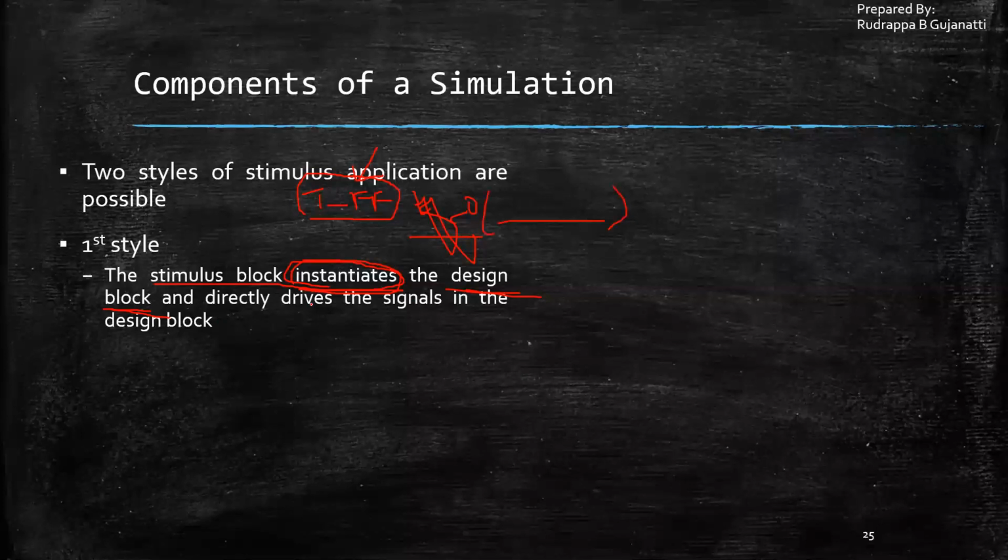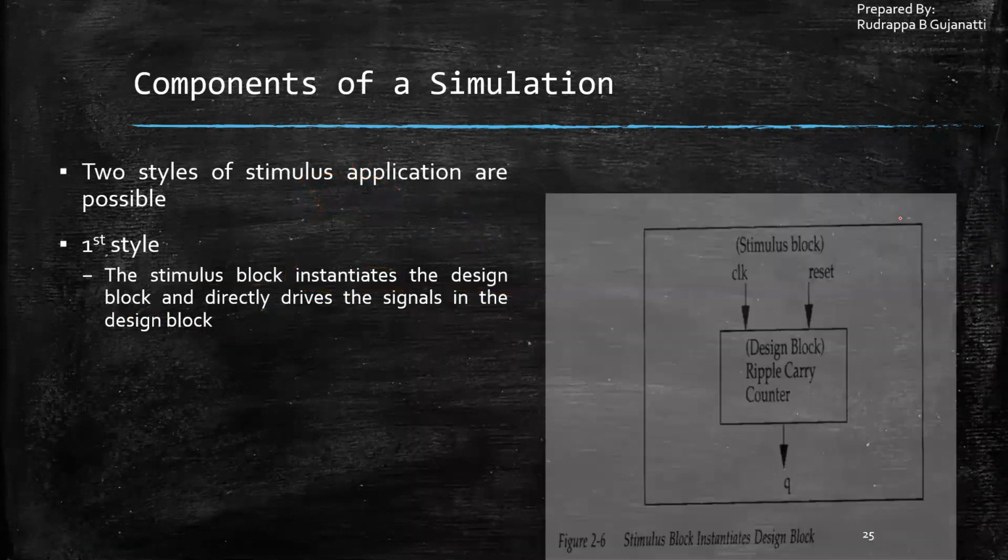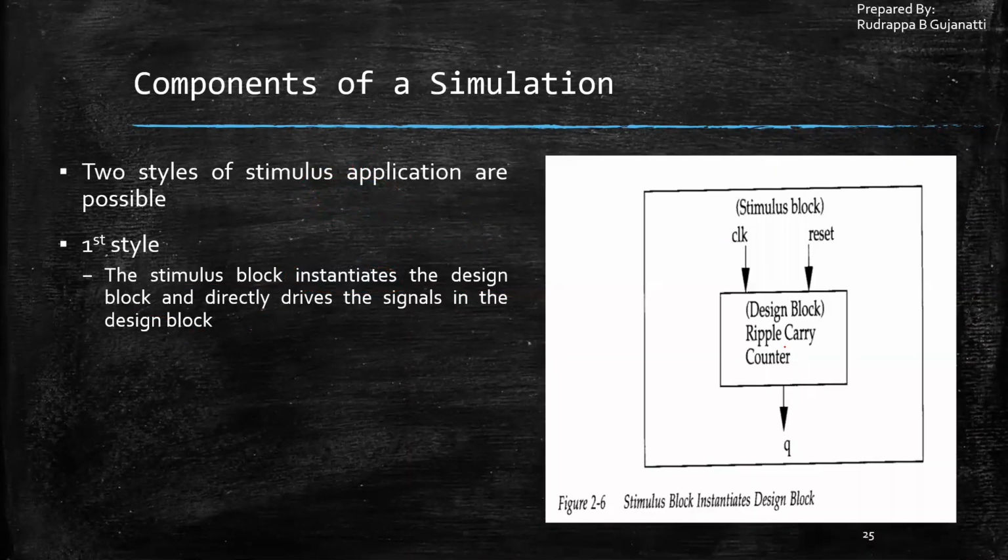So in this one, what happens is the stimulus block directly drives the signal which is given to the design block. So here we are creating instances. That is nothing but creating objects related to the design block and providing input to the design block using that object. So that is what is shown over here.